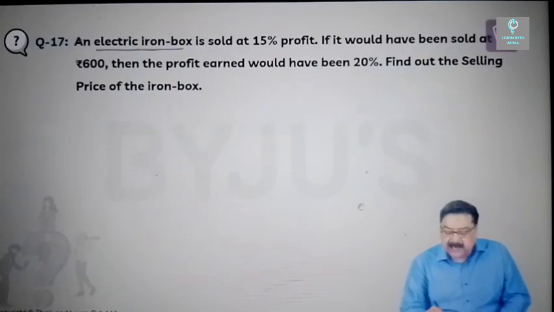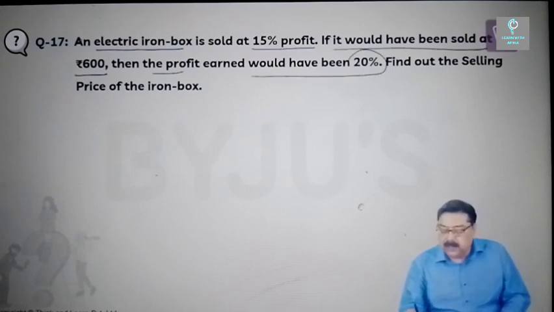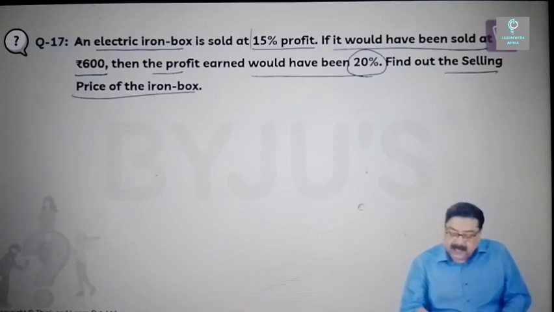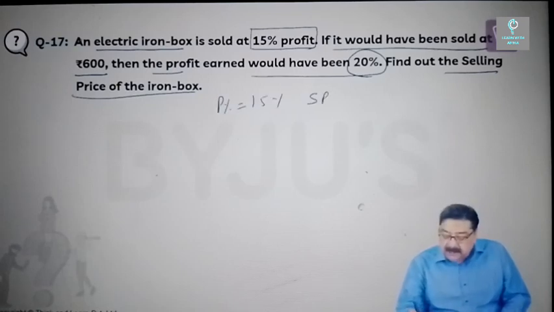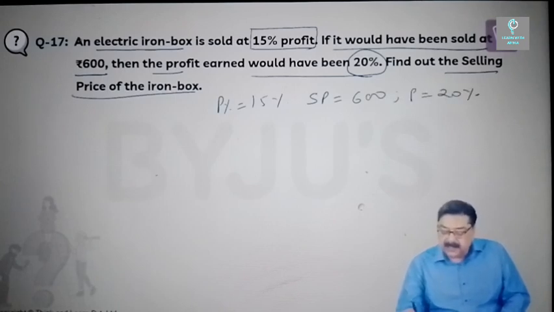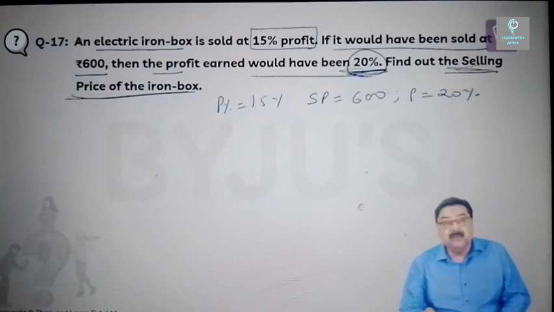An electric iron box is sold at 15% profit. If it would have been sold at rupees 600, then the profit earned would have been 20%. Find out the selling price of the iron box. See, currently the iron box is sold at 15% profit. That is the profit percent. But if the selling price would have been rupees 600, then the profit earned would have been 20%. So find out the selling price of the iron box.